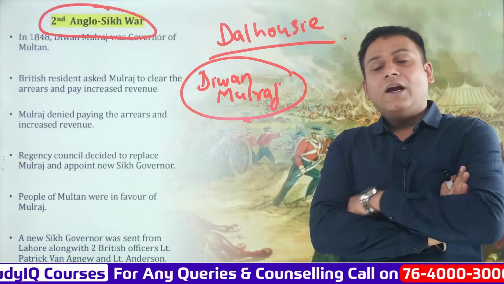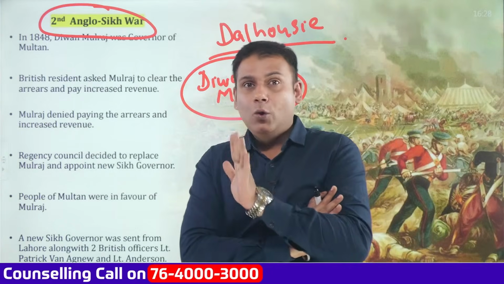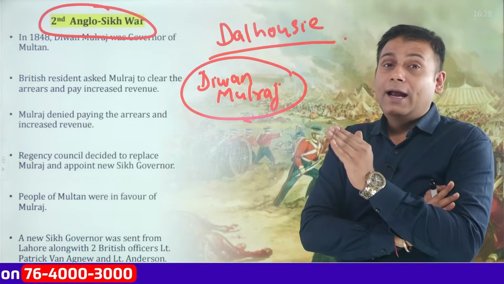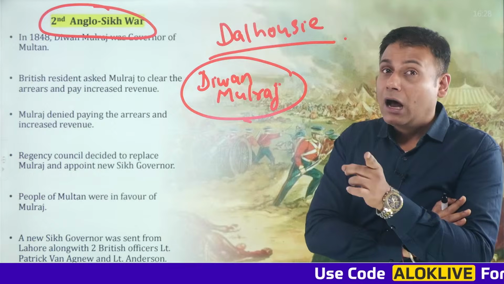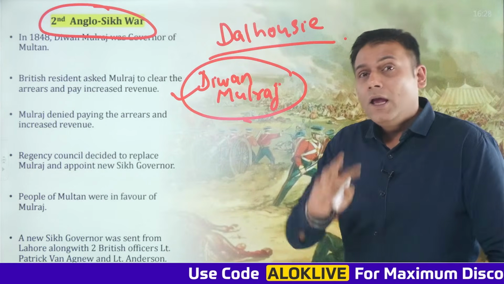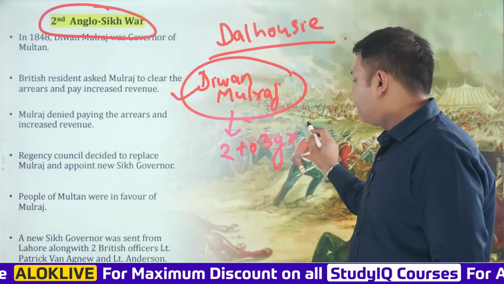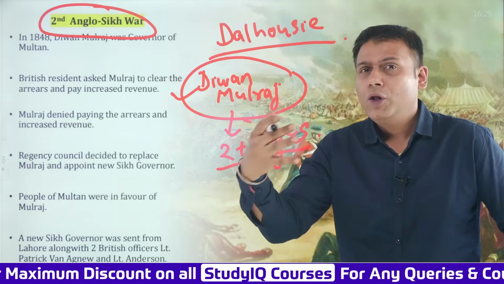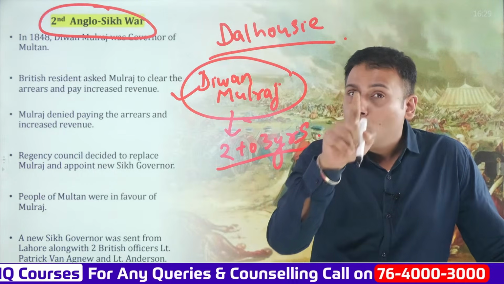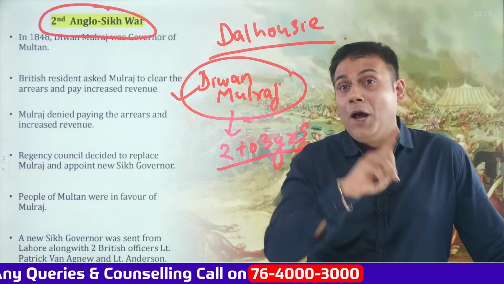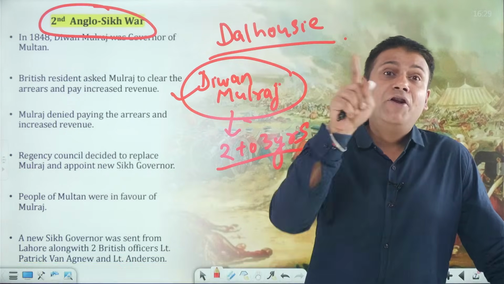Now what happened? The Regency Council took a decision that the taxes would be increased. The Regency Council also observed that the governor of Multan, Diwan Mool Raj, had not paid the arrears for the past 2 to 3 years. So the Regency Council immediately informed Diwan Mool Raj that he had to pay the arrears of the past 2 to 3 years, plus the taxes from now onwards had been increased, so he had to pay the additional revenue as well.